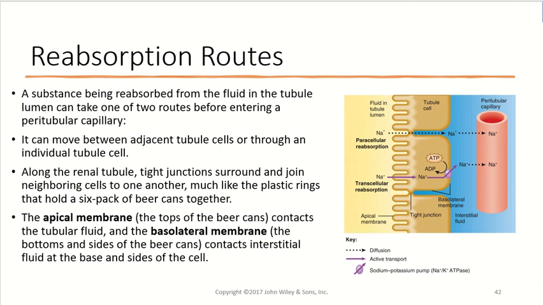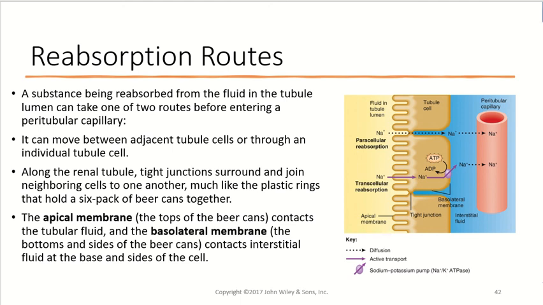So now let's take just a quick look at the various routes that are available for reabsorption to occur. A substance being reabsorbed from the fluid in the tubule lumen can take one of two routes before entering the peritubular capillaries. It can move between adjacent tubule cells, or it can move through an individual tubule cell.